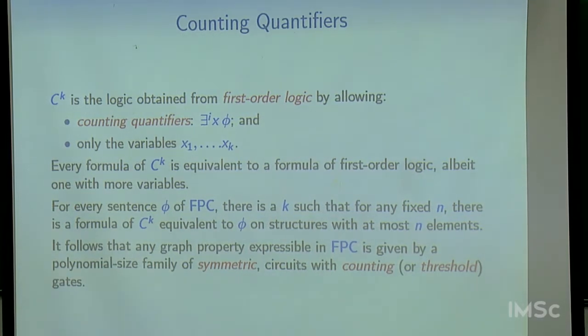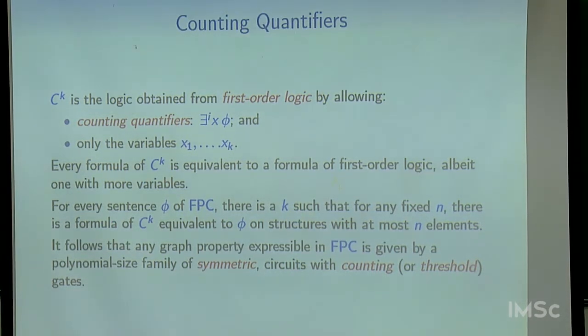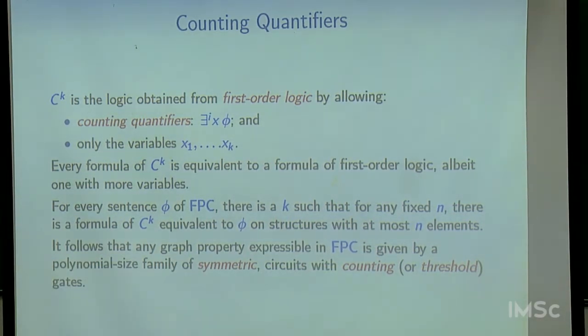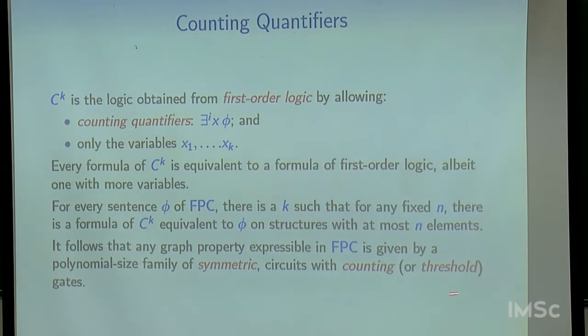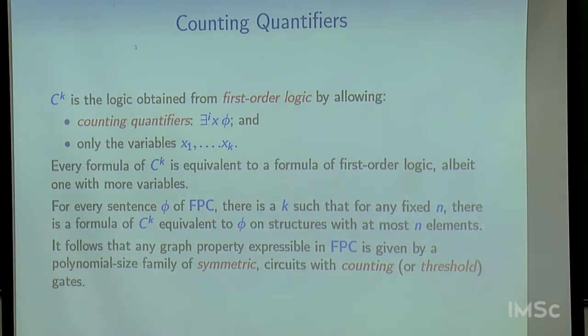So what do we get? We get that any property expressible in FPC is given by a polynomial size family of symmetric circuits with counting gates. Okay? So in other words, we can again get the translation into symmetric circuits, but we have to allow counting gates to basically incorporate these quantifiers. Okay? If we don't have counting gates, we don't have this constant bound k on the number of variables, and so we don't have a polynomial size bound on the size of the circuit. Okay? So to keep the symmetry when we translate FPC, we have to allow counting gates or threshold gates, majority gates, any one of those would do. Okay?